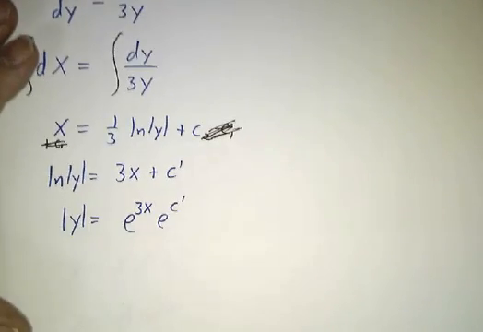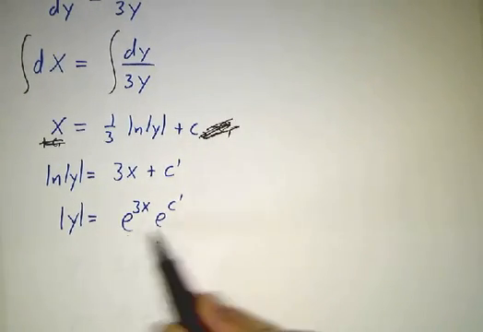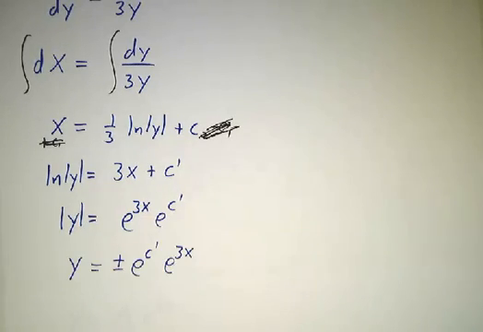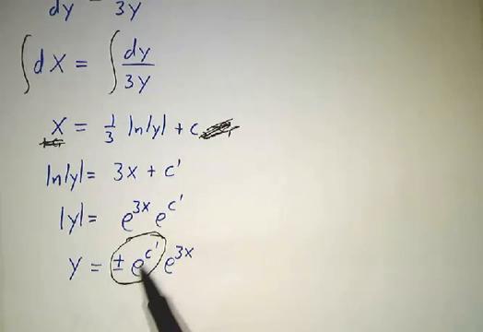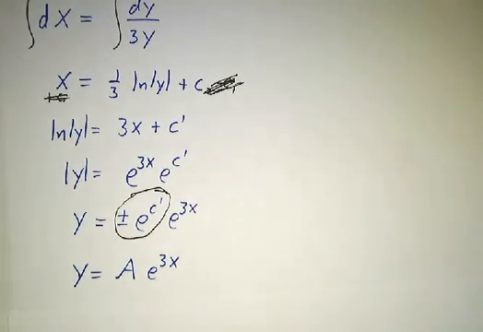You exponentiate both sides, and you get the absolute value of y is e to the 3x times e to the c prime. That means that y is plus or minus e to the c prime times e to the 3x. And this is just a constant. Take a constant, exponentiate it, take plus or minus it, it's still a constant. Give it a name, we'll call it a, and there we have our solution. y is a e to the 3x, where a is any constant. So that's a typical application of this second simplest kind of differential equation. In the next lecture, we'll talk about more complicated differential equations.